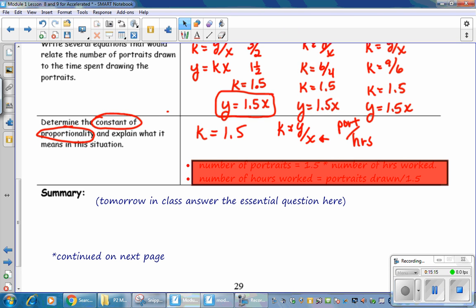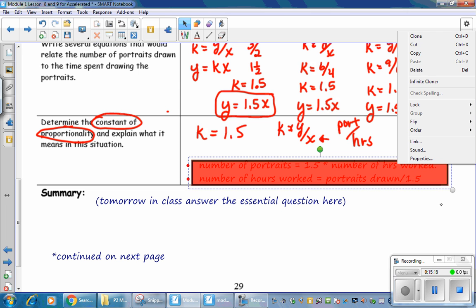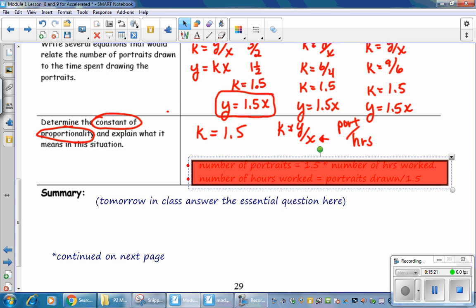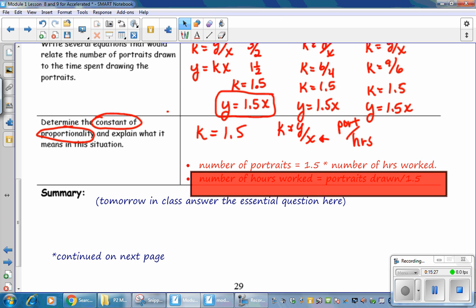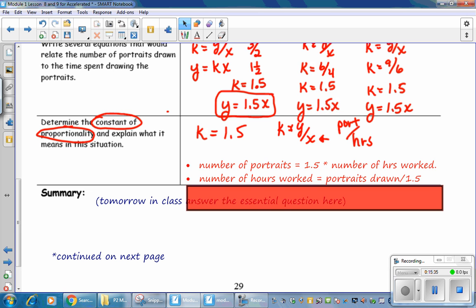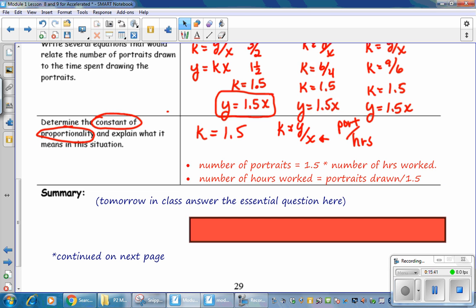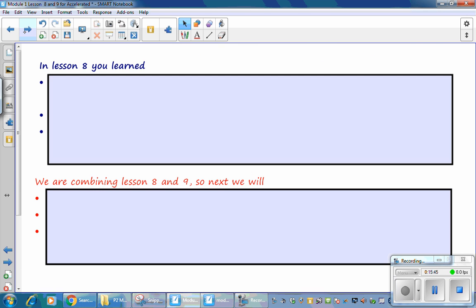Keep in mind the purpose of writing the equations. There are two things that you can do once you've got your equation. You can use this equation to find the number of portraits, and that would be 1.5 times the number of hours worked. You could also use it to find the number of hours worked by taking the portraits drawn and dividing by 1.5. Tomorrow we'll answer the essential question in the summary. Let's continue to the next page.